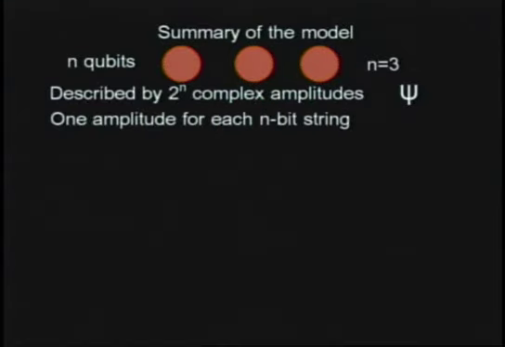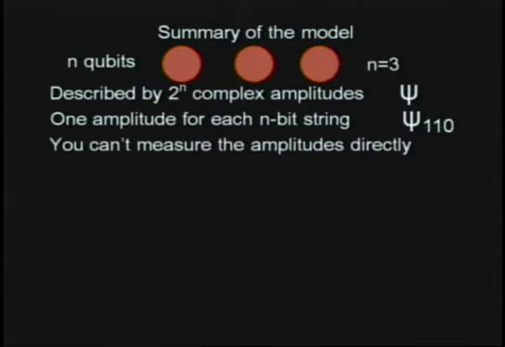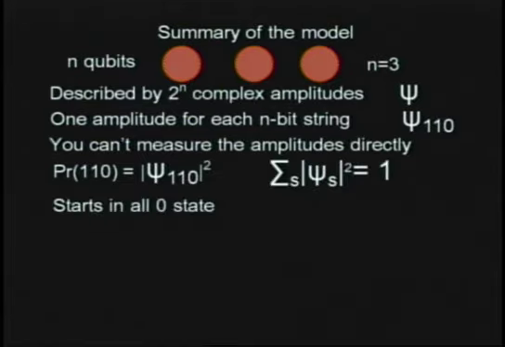Okay, so I just want to summarize the model and fill in a couple of little gaps. So you have n qubits in your computer. Here's the n equals 3 case. Described by 2 to the n complex amplitudes. We usually use the letter psi. 1 amplitude for each n-bit string, so psi 110 is a typical one. It's a complex number. You can't measure the amplitudes directly. That's absolutely key. You can only get indirect information by measuring bit strings. The probability of a particular bit string is given by the amplitude squared. The sum of those is 1. It starts in the all 0 state, which means psi 000 is 1.